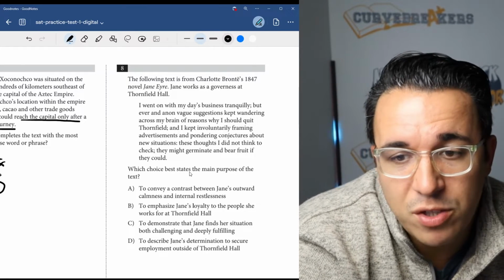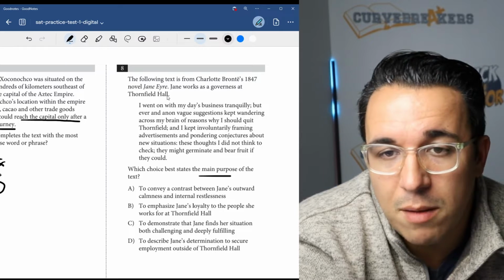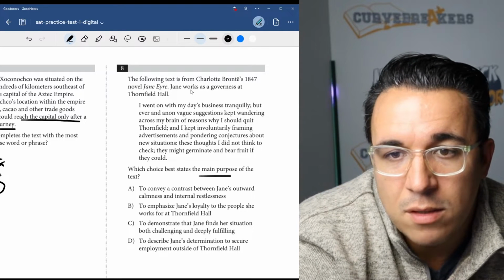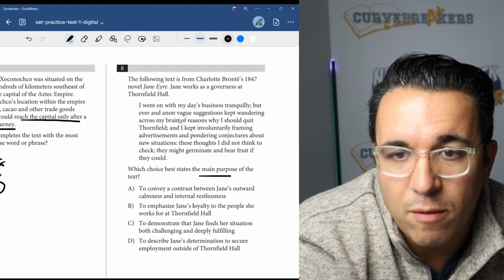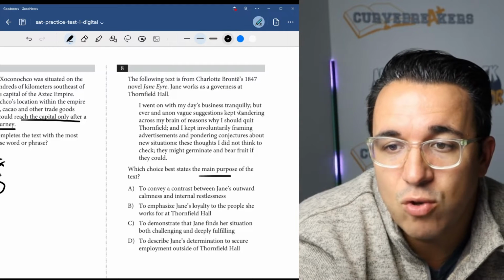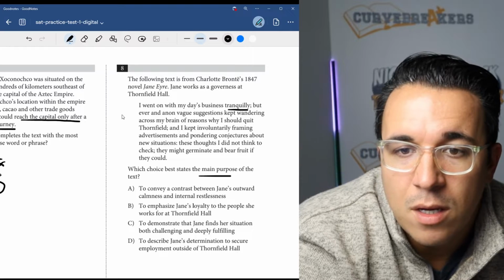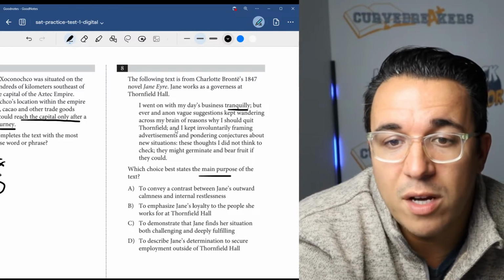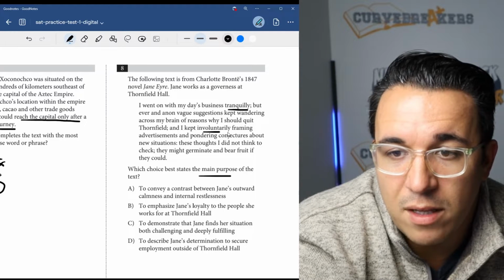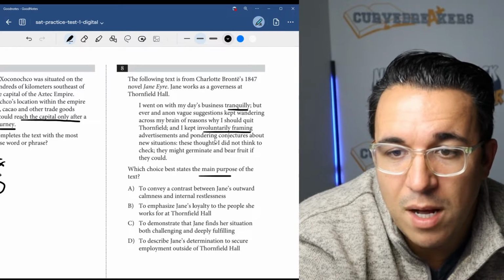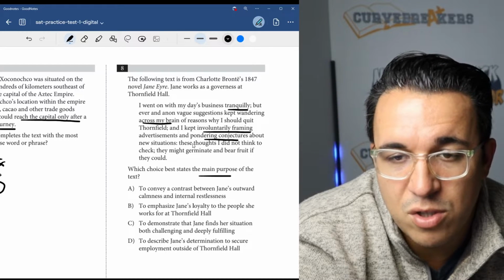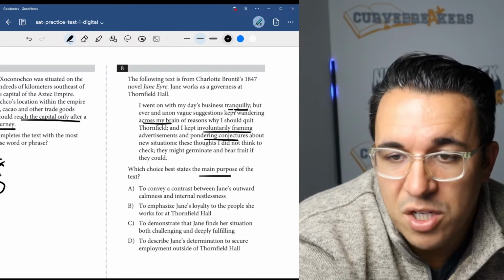Now we have a different type of question, right? So main purpose. We're looking for the main purpose. Following text is from Charlotte Bronte, 1847 novel. Jane works as a governess at Thornfield Hall. I went on with my day's business tranquilly, so she's very calm. But ever and anon, vague suggestions kept wandering across my brain of reasons why I should quit Thornfield. And I kept involuntarily framing advertisements and pondering conjectures about new situations. So things are going across her brain. So she's very calm, but she's thinking a lot.